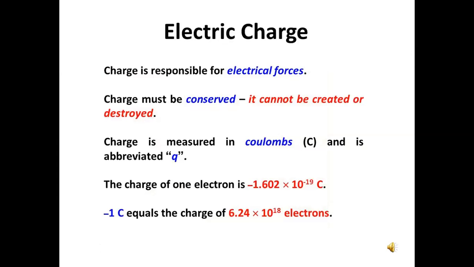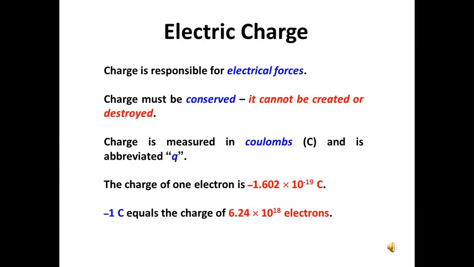Electric charge. Electric charge is measured in a unit called coulomb. One coulomb is the charge of approximately 6.242 into 10 power 18 protons or electrons. Electric charges are generally denoted by the letter Q. So, charge is responsible for electrical forces.